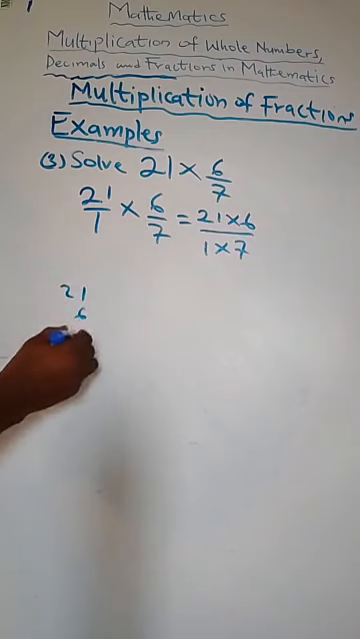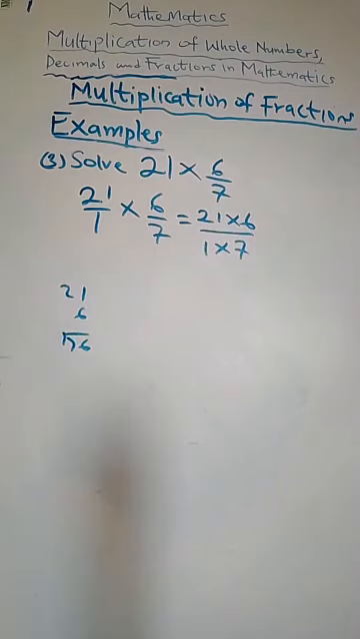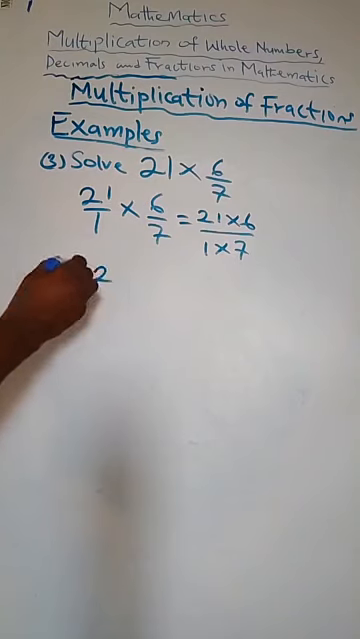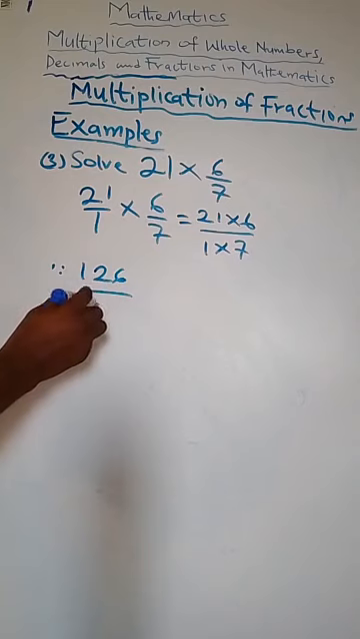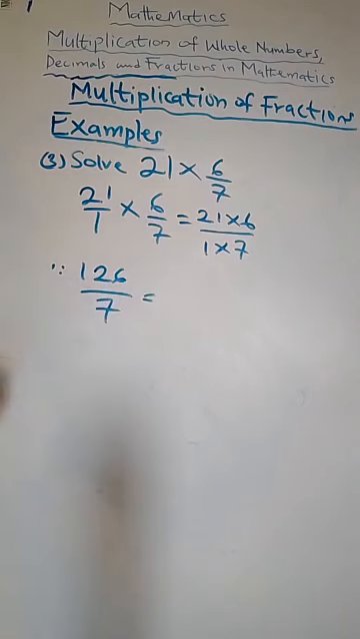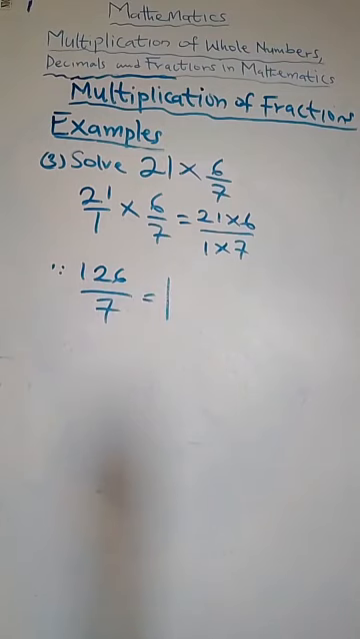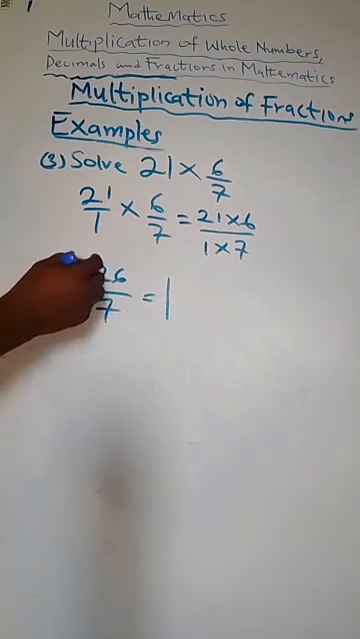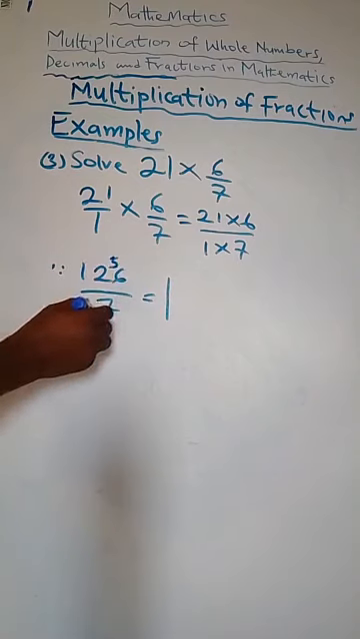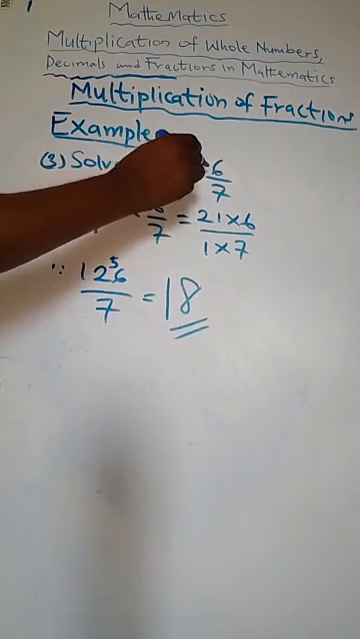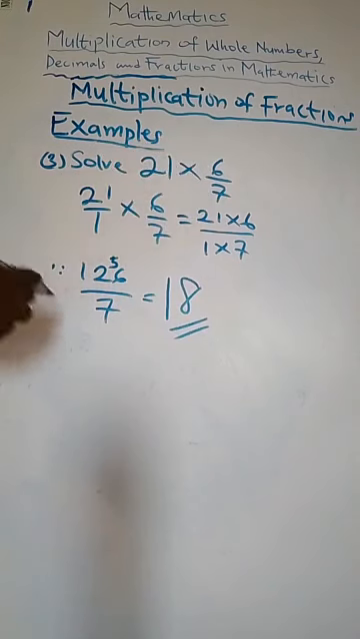And what is 21 times 6? That is 126, right? So therefore, you now have 126 over 7. The ideal thing to do is to take it to a mixed number. How do you do that? Now ask the necessary question. How many 7 can I get in 12? 1. Well, what did I have left? 5. So this is 56. 7 into 56, 8. So 21 times 6 over 7 is 18.